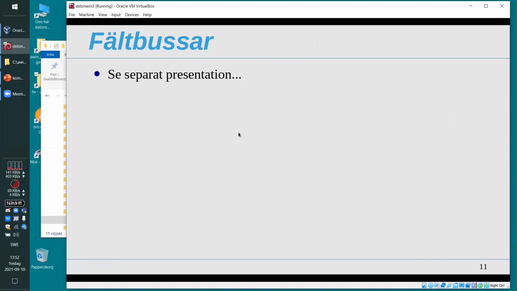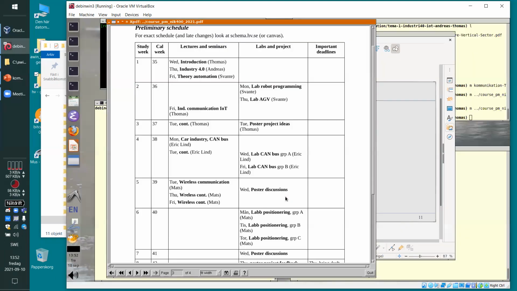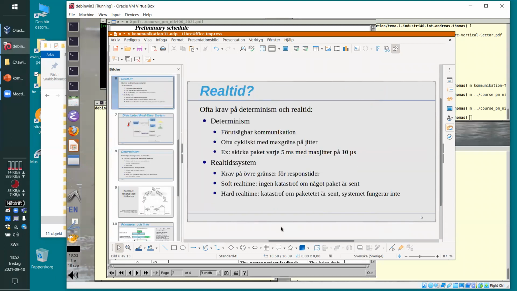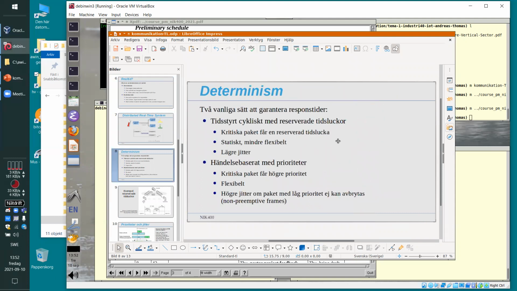Yes, so that's really a general introduction to the whole industrial communication area. You have certain requirements on determinism and real-time requirements, and you very often solve it by having cyclical time slots or priorities. And that's the general background on all kinds of industrial communication, really.